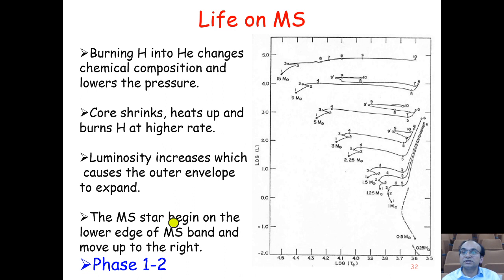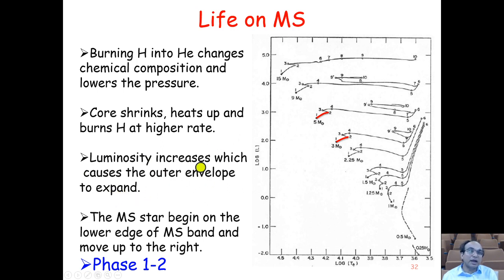So the main sequence star begins on the lower edge of the MS band and moves up towards the right, like this, along the red line for these two stars. Okay. So what is happening basically? Hydrogen is converting to helium, so the core shrinks, and again it will heat up. If it heats up, then the temperature will increase. As a result, the hydrogen will burn at a higher rate. So luminosity will increase, because the radiation pressure will increase.